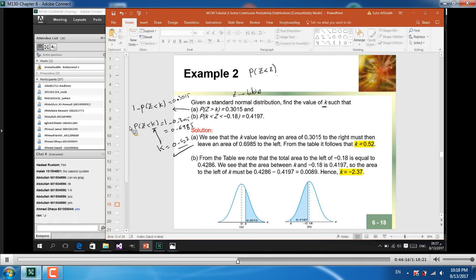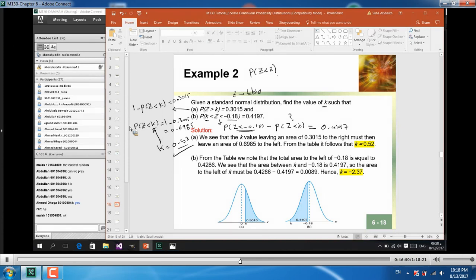In B, probability k less than z less than minus 0.18. I know I can change it to probability z less than minus 0.18 minus probability z less than k. And I know this equals 0.4197 as they give me. This is the unknown, and this is something I can find from the table.